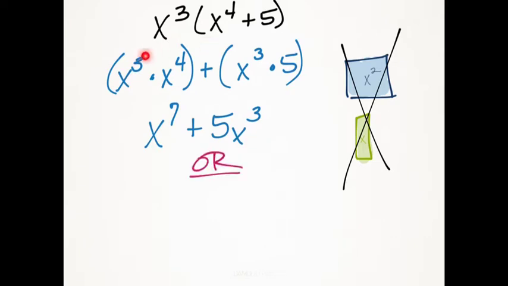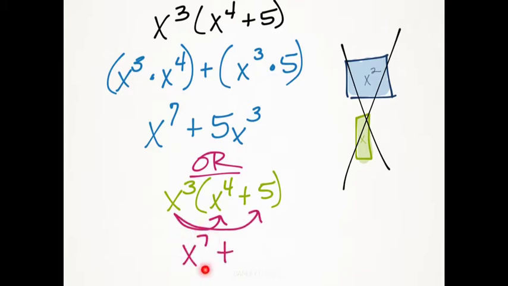Now, when I learned the distributive property, this is not really how I used it. I learned it in a slightly different way. So looking at the same problem, instead of doing these parentheses up here, I'm just going to say, okay, x cubed times x to the 4th gets me x to the 7th. It's still addition, so I'm just moving that down. And then I ask myself, 5 times x cubed, what does that give me? And that's going to be 5x cubed. So here's our solution. So either way that you're comfortable with is fine.